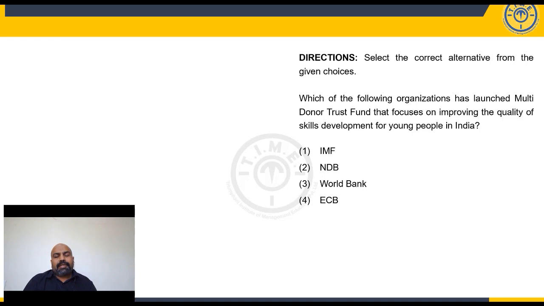Then we have choice two, New Development Bank, in brackets, nickname BRICS Bank. This is a grouping of five countries: Brazil, Russia, India, China, and South Africa. So BRICS Bank. Head office, Shanghai.